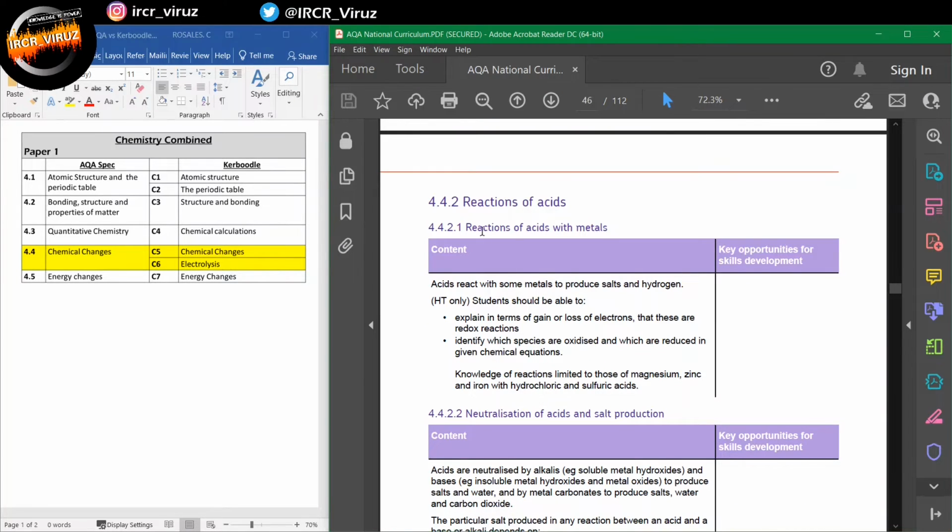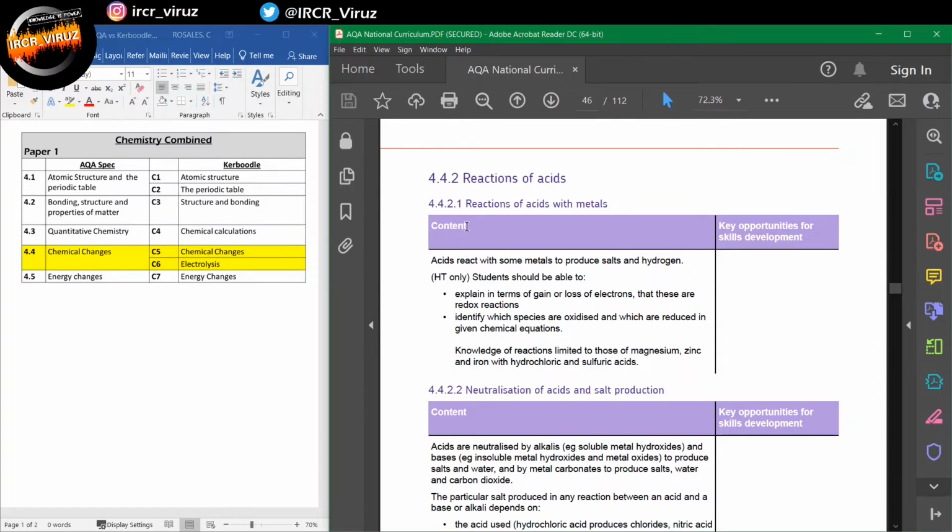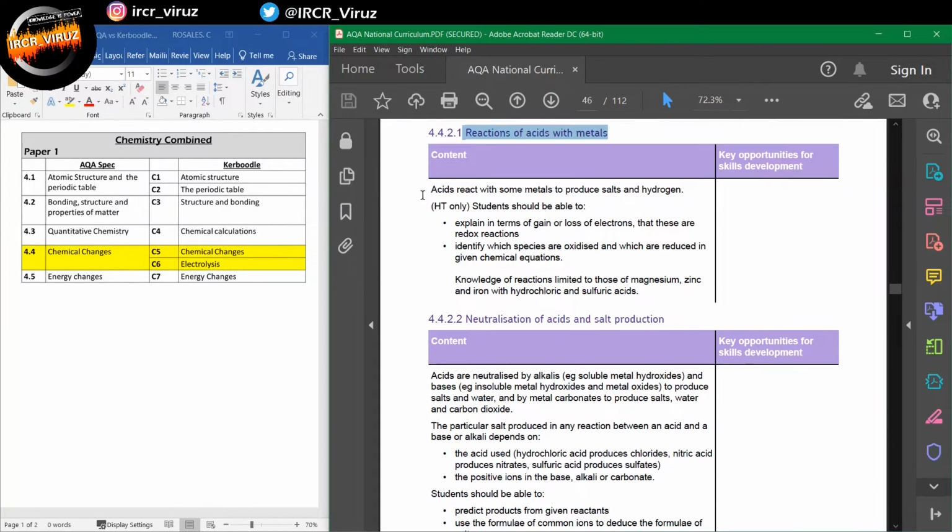Okay, right, so we got reactions with acid. Reactions of acid with metals. Acids react with some of the metals to produce salts and hydrogen. For higher tier, students should be able to explain in terms of gain and loss of electrons that these are redox reactions, and identify which species is being oxidized and which one is being reduced. Knowledge of the reaction is limited to those of magnesium, zinc, iron.